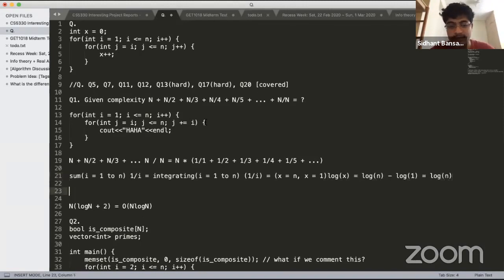And this thing works for other cases also. Let's say we were summing 1 by i square. You can do the integration thingy. It most likely works. I can't easily justify why the sum is equal to integration in this case. It's a hand wavy technique, but it's a fast way to get the idea of why this thing goes to log n.